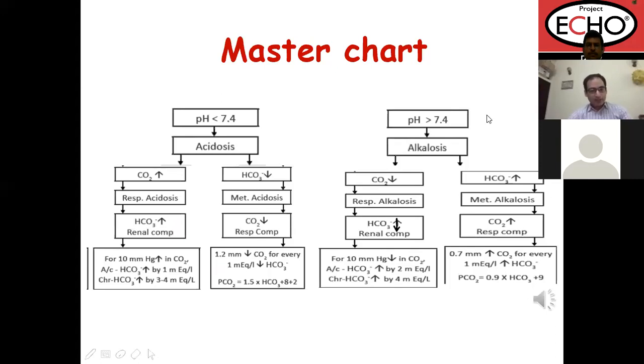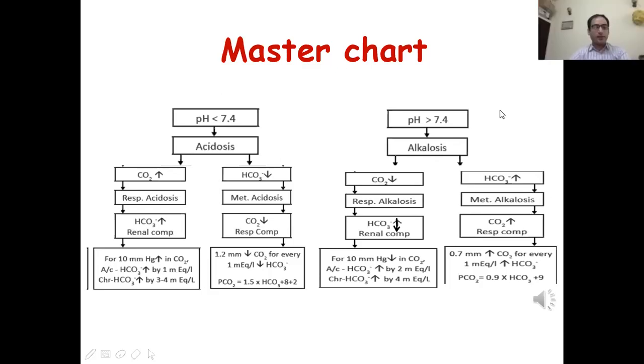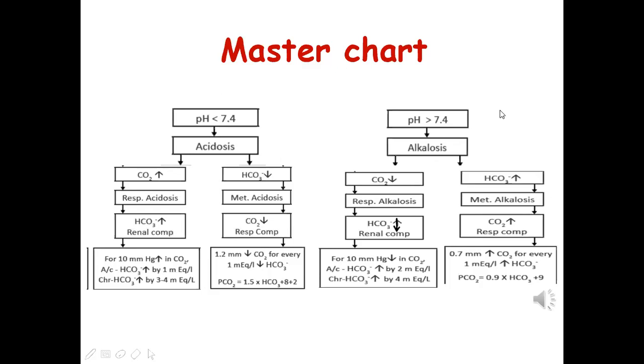When we move to the other side, that is alkalosis, if it is metabolic alkalosis, again PCO2 is governed by a formula. That is, expected PCO2 is 0.9 times bicarbonate plus 9. And if it is respiratory alkalosis, again for each 10 mm change in CO2, for acute cases, bicarbonate will change by 2. And for chronic cases, the bicarbonate will change by 4. In neonatology, the most common disorder we see is metabolic acidosis. And we usually see acute disorders. Chronic disorders are rare in neonatology.